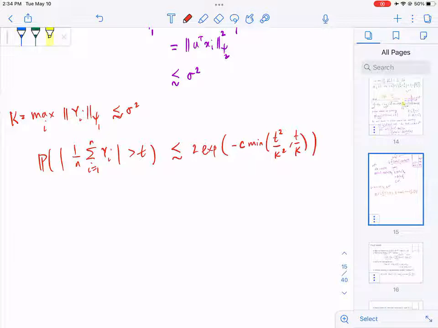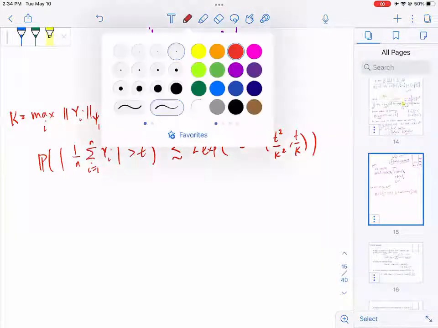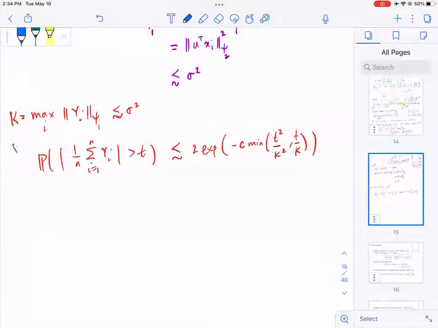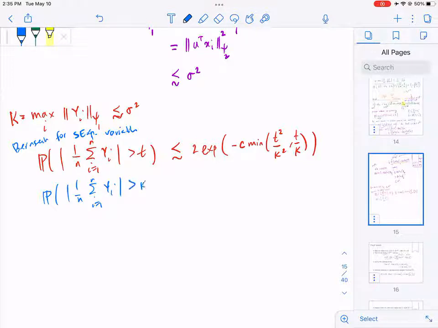Another way of doing this, if I recall, is to replace... Bernstein for sub-exponential variables. Another way of doing it is, in yi, I'm going to replace t with kt, right? And this would just simplify this a little bit: min of t squared and t. Okay.